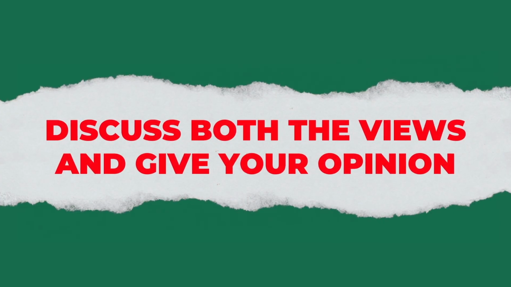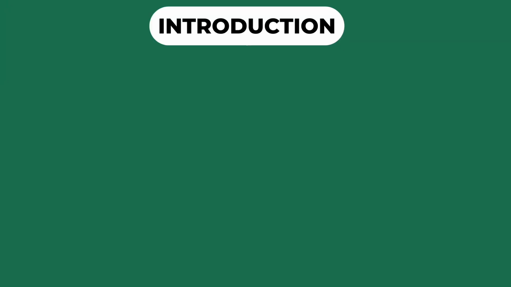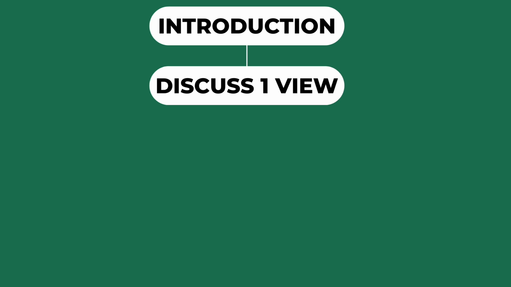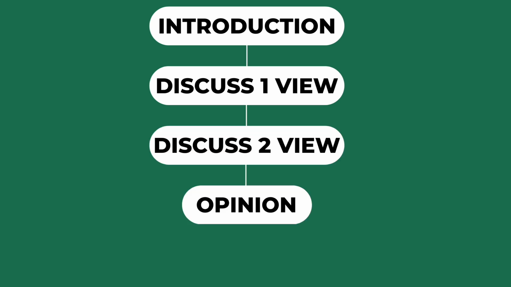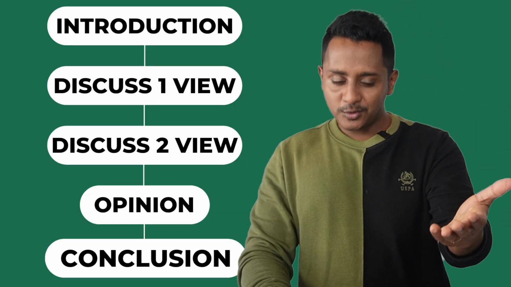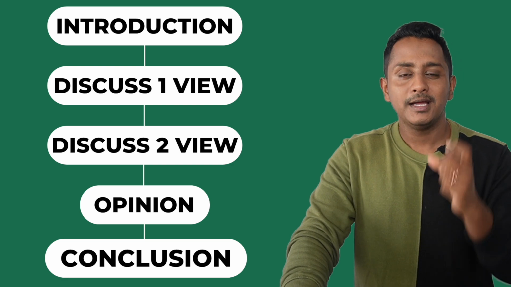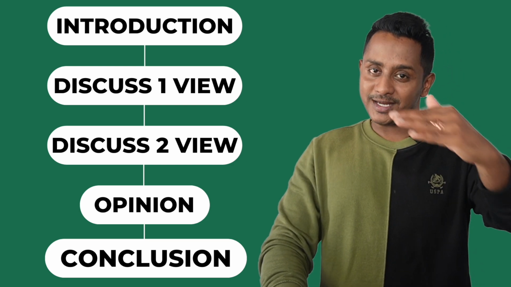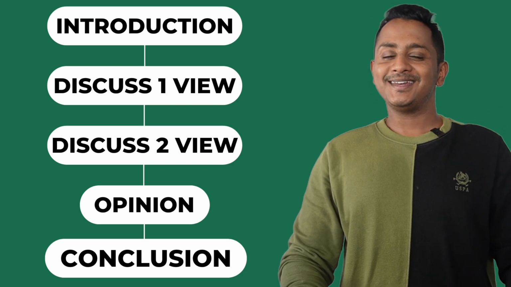So when we look at the question, discuss both the views and give your opinion. So introduction will definitely be there, and then discuss the first view, discuss the second view, and then opinion. It's a part of the question. Don't put opinion inside conclusion. Opinion deserves a separate paragraph, and then conclusion. It's going to be a 5-para structure. So it looks like this: intro, body 1, body 2, opinion, conclusion. This is the first step, and now we will understand how to write intro in a step-by-step guide, and then body 1, body 2, opinion, and conclusion.